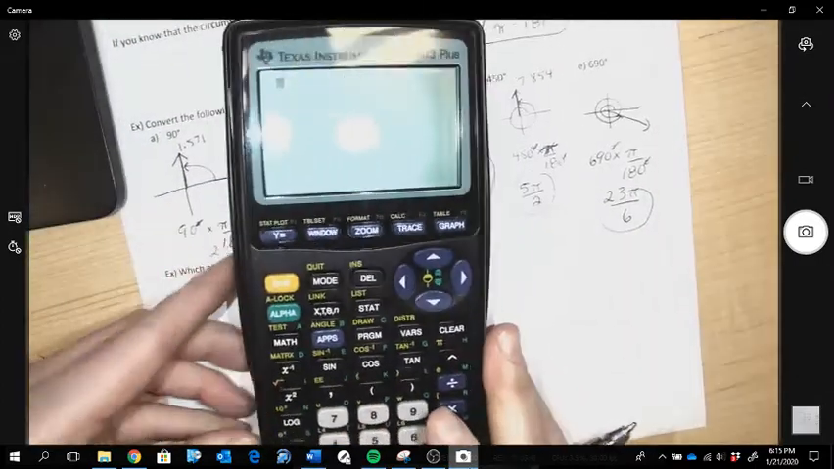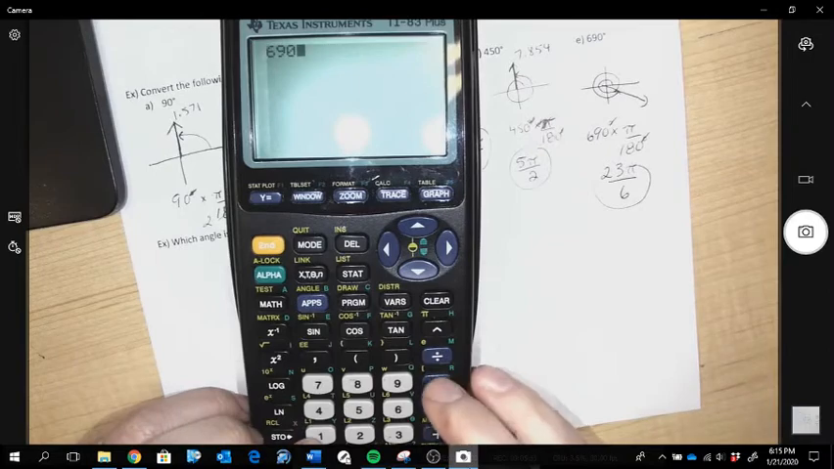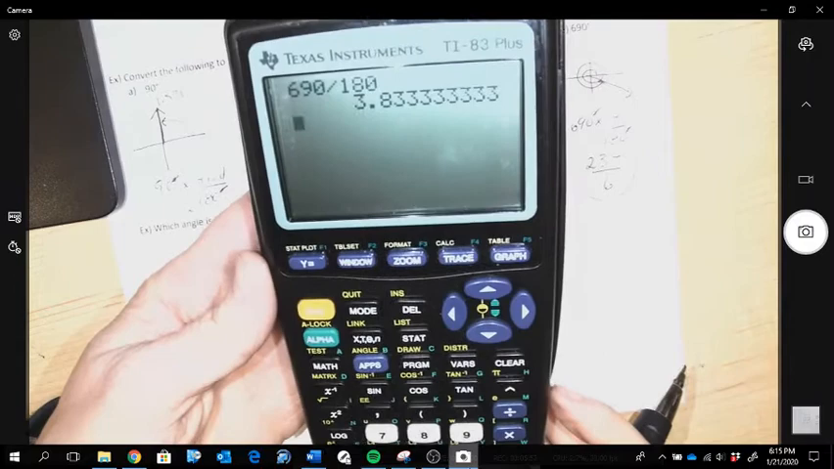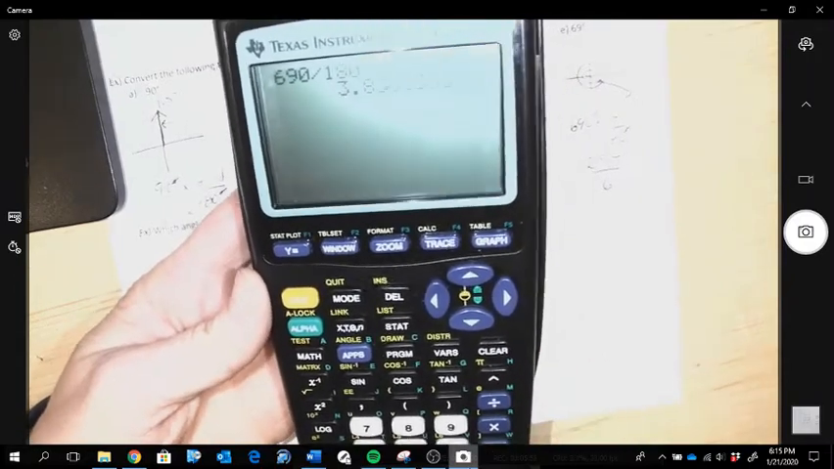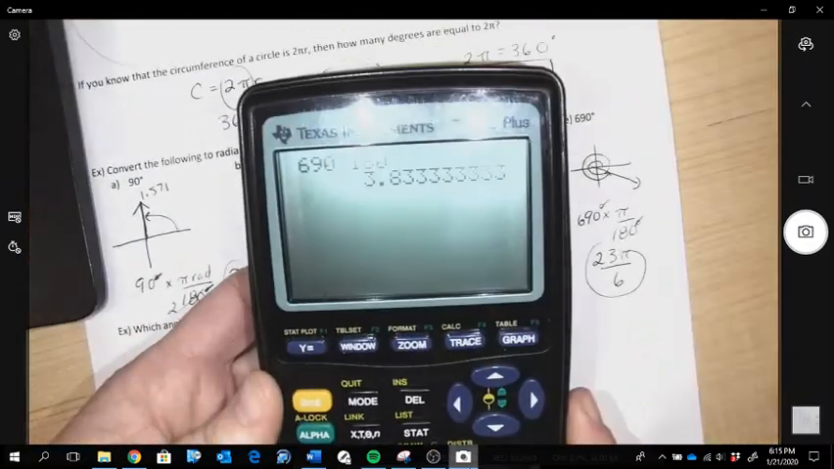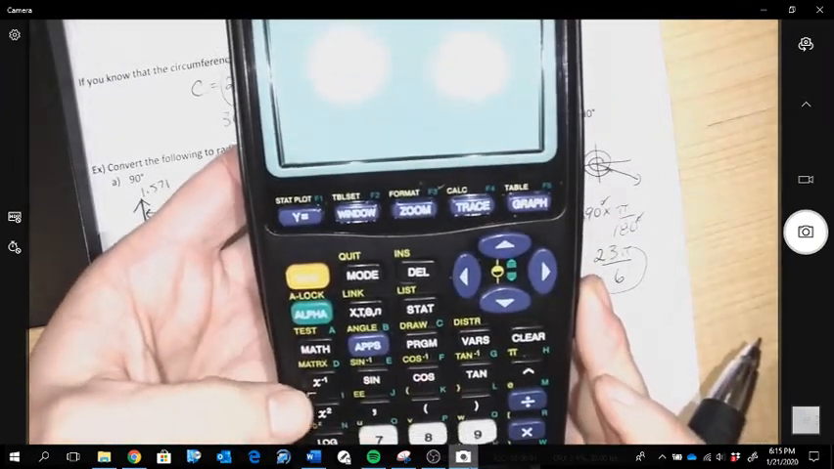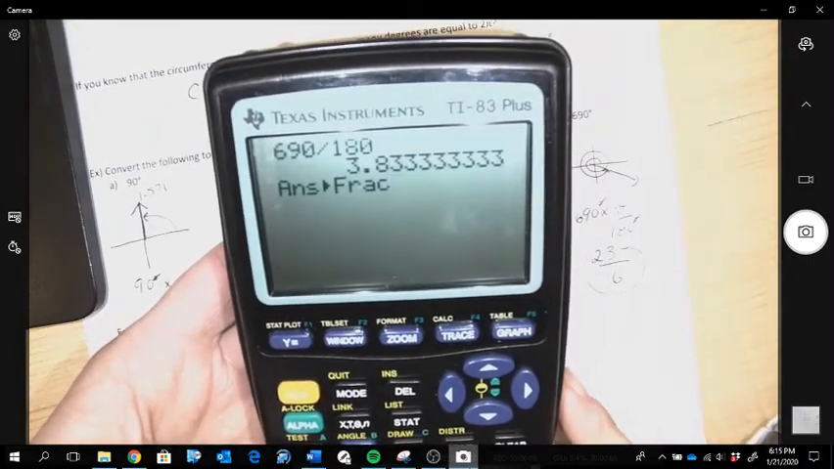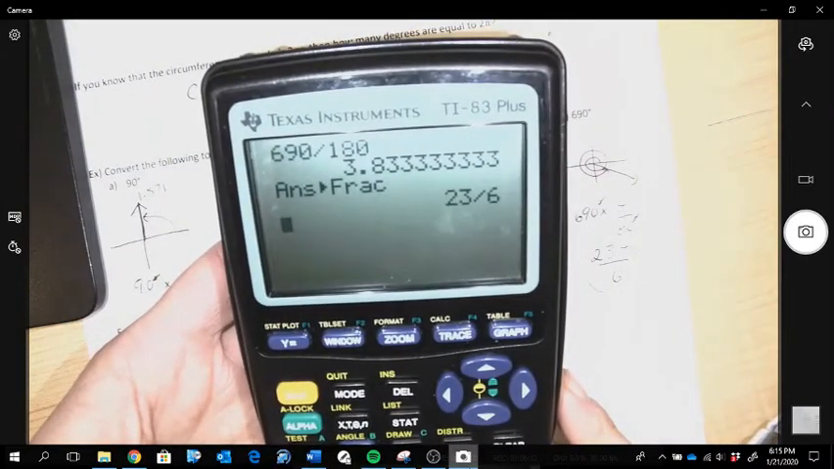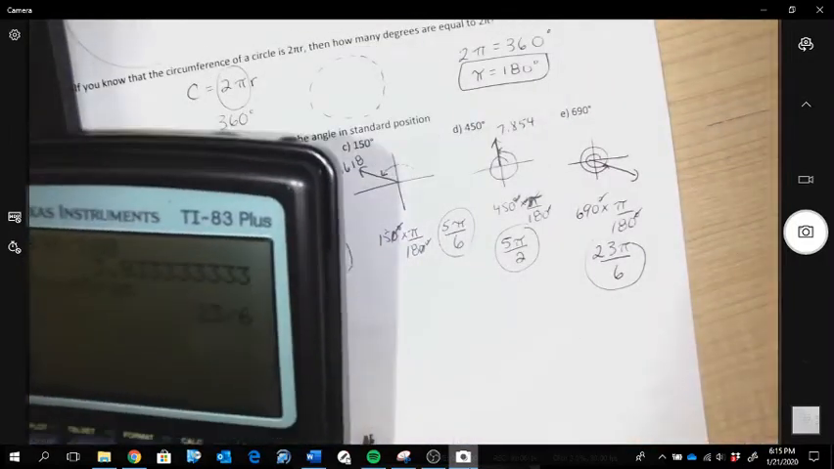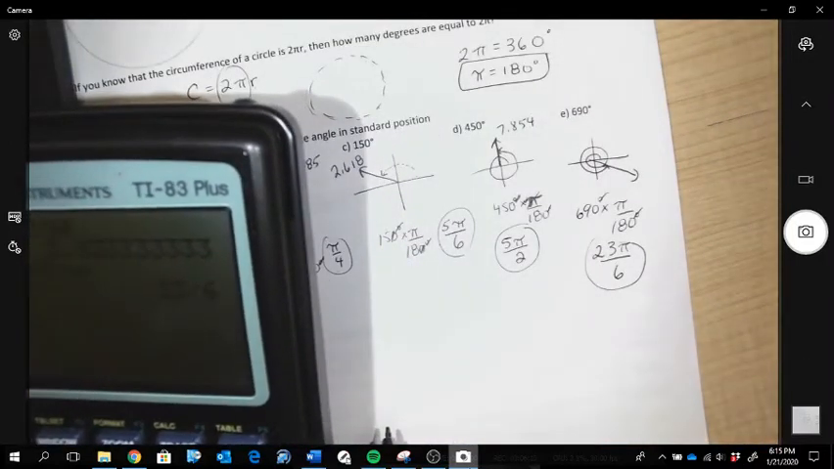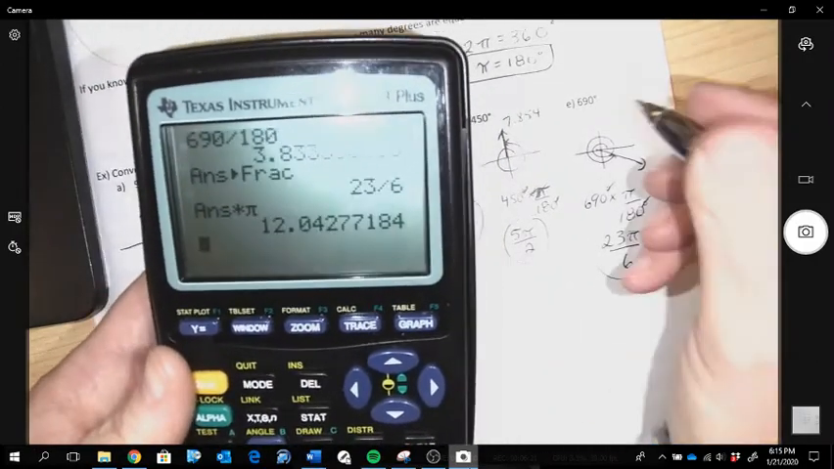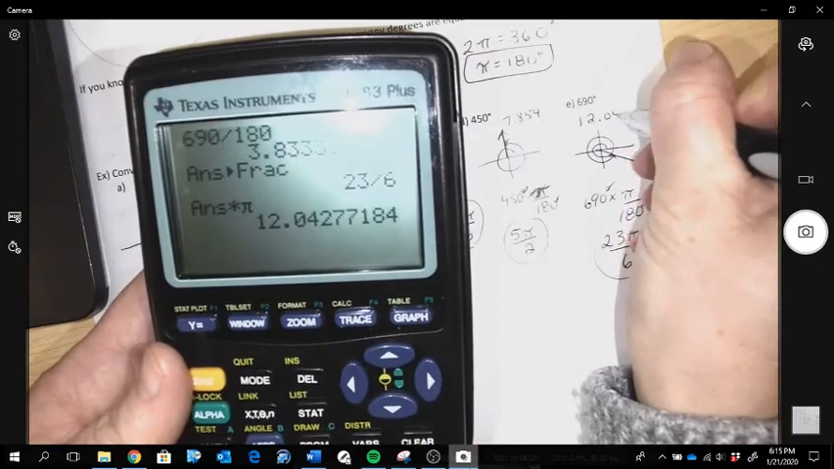Actually, you want to know something here. Let's do 690 divided by 180. Okay, watch this. Equals that. Okay, if I don't know how to reduce, your calculator will actually do it for you. So I'm going to go to this button, Math, and then I'm going to go to Fraction, and look, it turns it into a fraction for me in the lowest form. And so that times pi equals 12.043 radians.